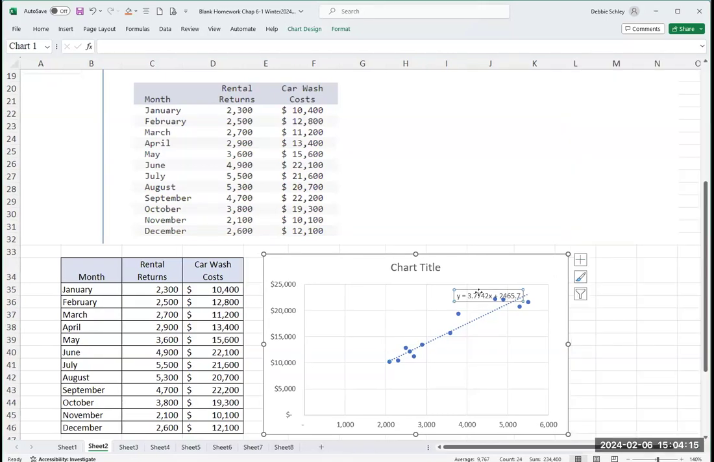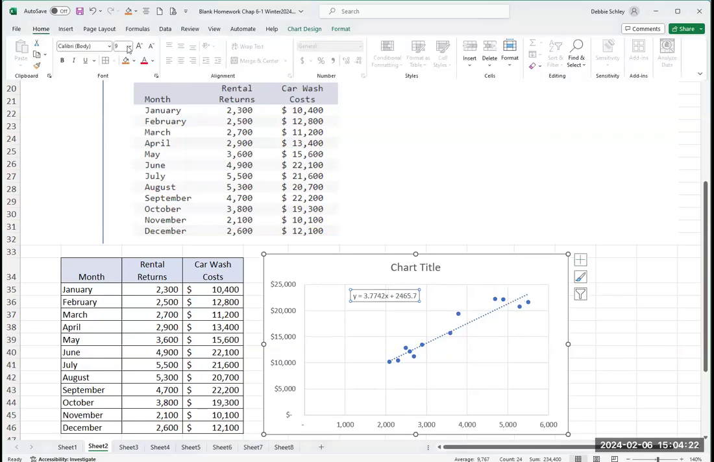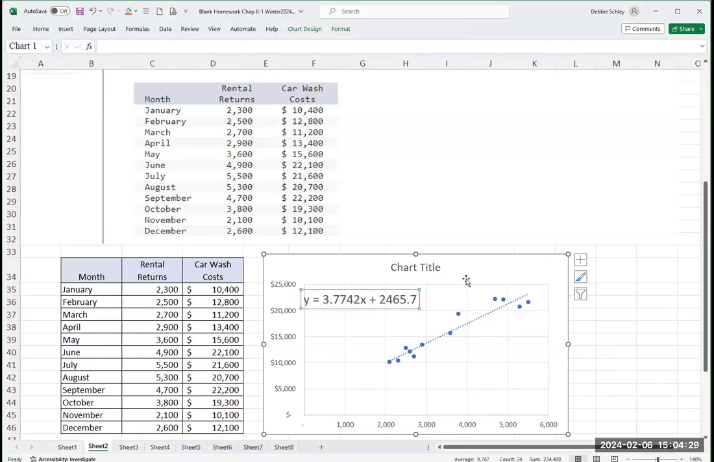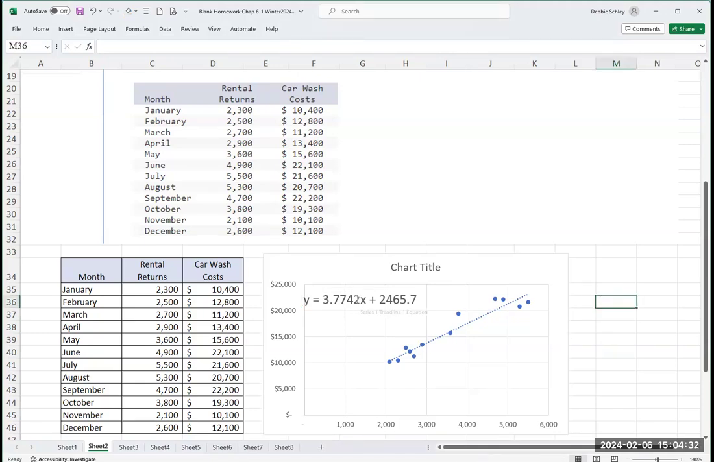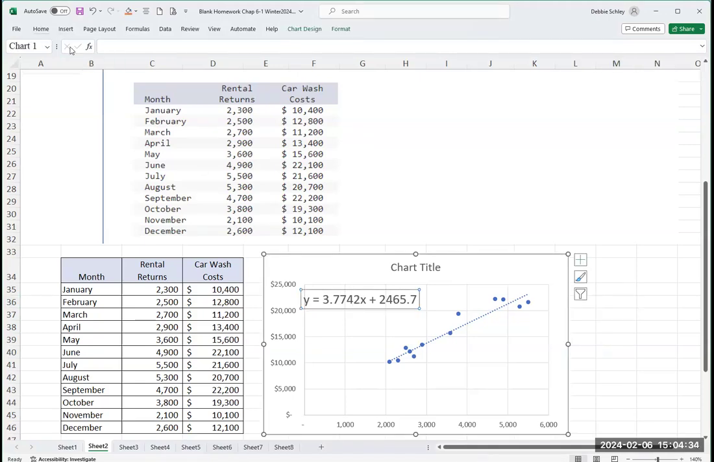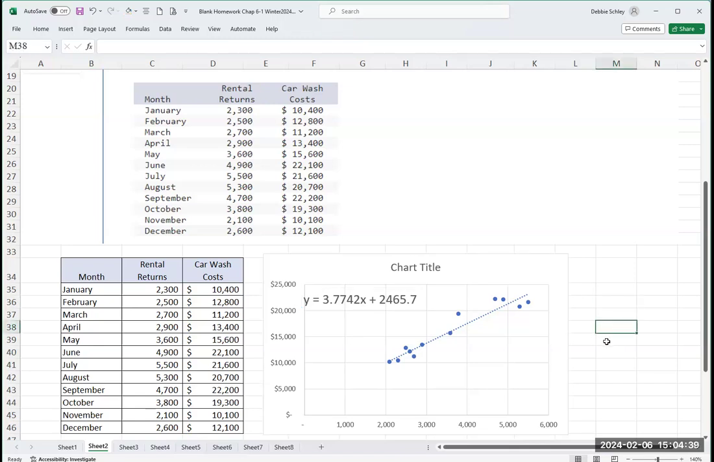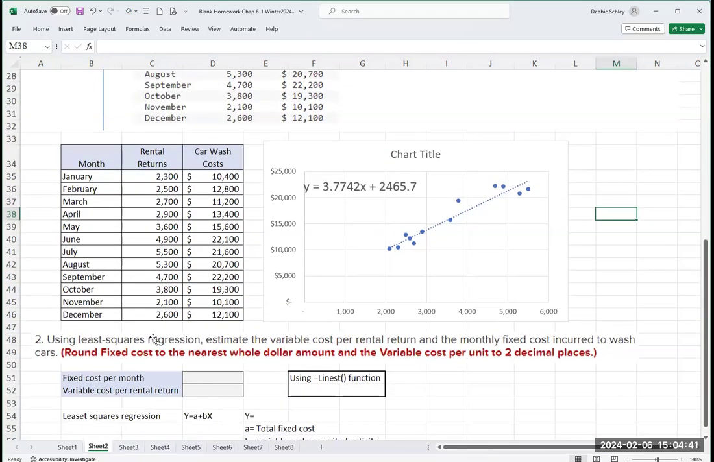Now, I'm old, and this equation is tiny. So I generally go to the home button and I increase the size of the font so I can read it. So all you have to do is click on the formula and then go to the home button and change the font size if you need to make it bigger, if you're old like me. Okay, so there's my least squares regression. I use Excel. It does all the math for me. It's awesome.